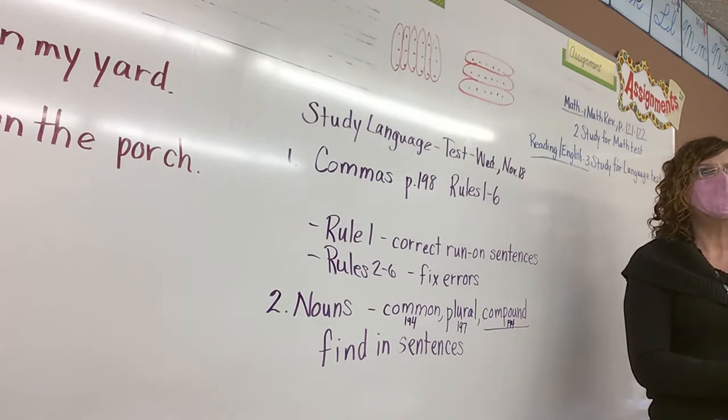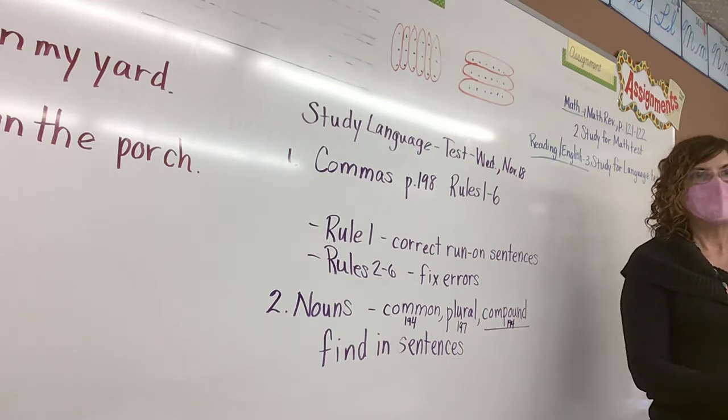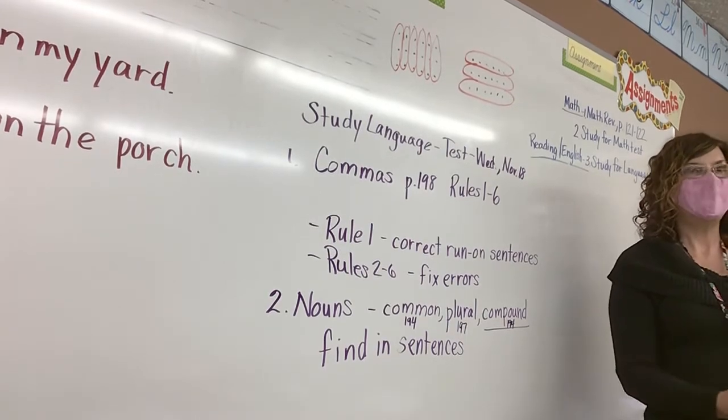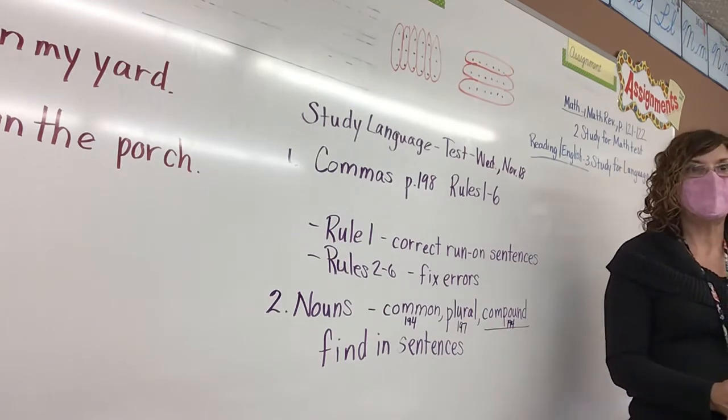What's another way you might find a compound noun? Abby? When it's mixed together, like, just give me an example. Bathtub. Bathtub, very good. Bathtub, made up of bath and tub, so that's another way to do it.